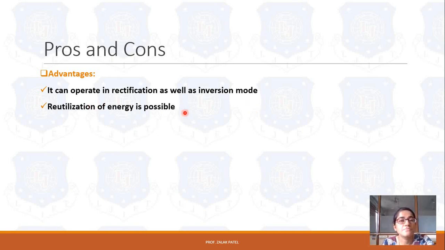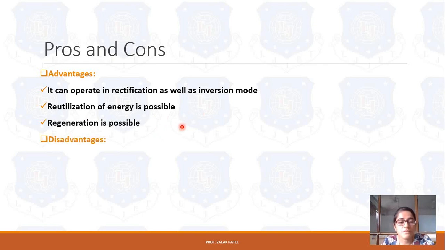Reutilization of energy is possible, meaning that for the full converter, energy flows from source to load as well as from load to source, and because of that reutilization of energy is possible in case of the full converter. Also regeneration is possible with that.